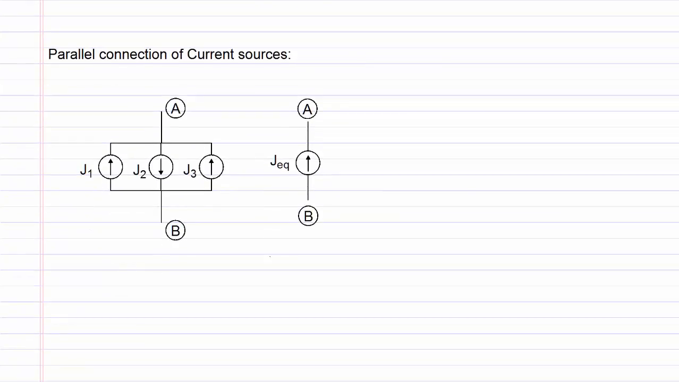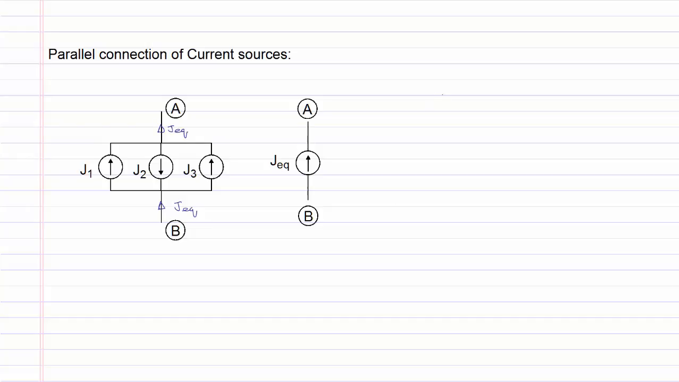We consider the case of current sources in parallel. The circuit on the left has 3 current sources, and the circuit on the right has 1 current source, and we are interested in finding the value of the equivalent current source JEQ, which will give us the same behavior as the circuit on the left. To get the same behavior from both circuits, we must have the current JEQ also equal to the current on the left-hand side circuit as shown.